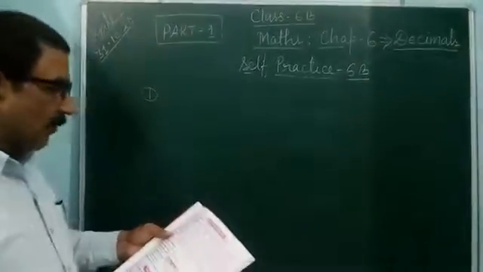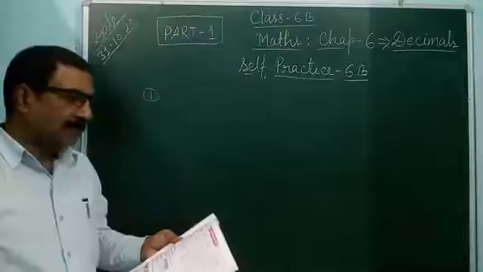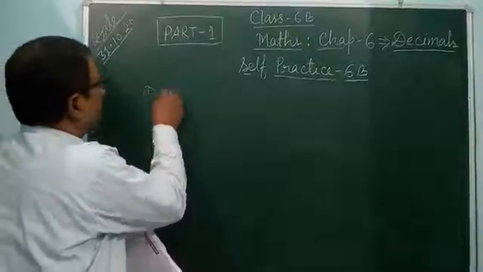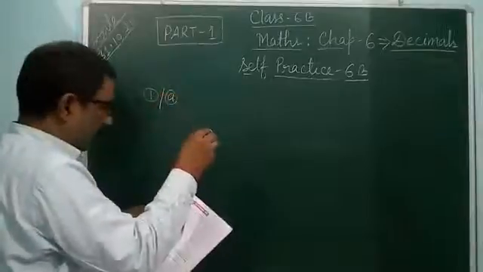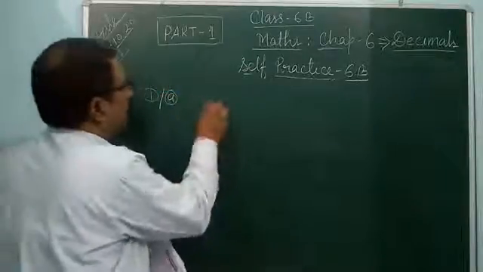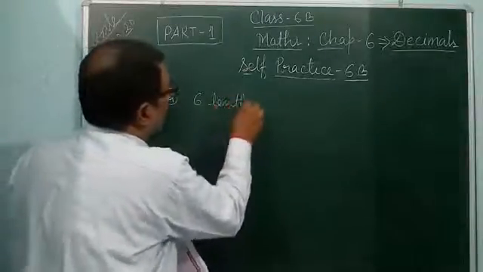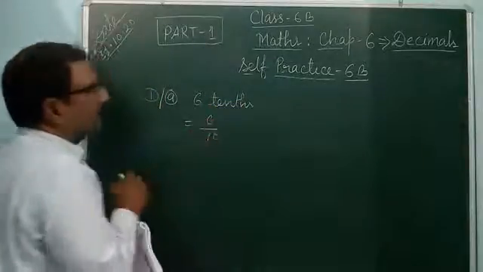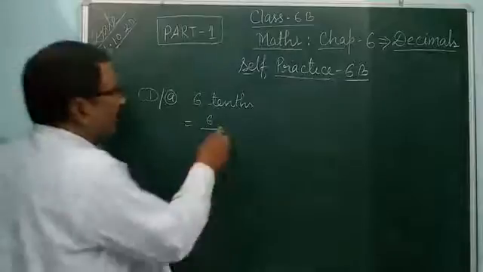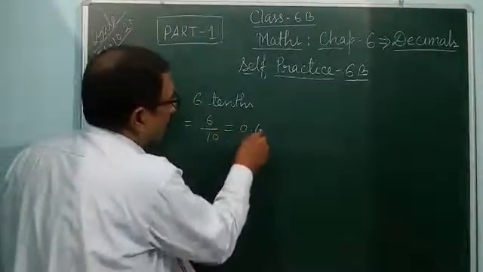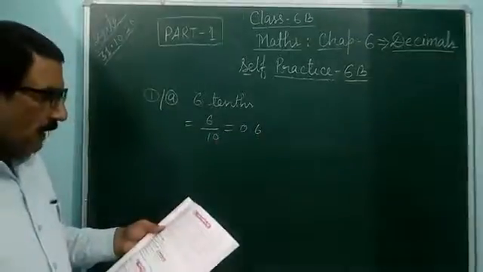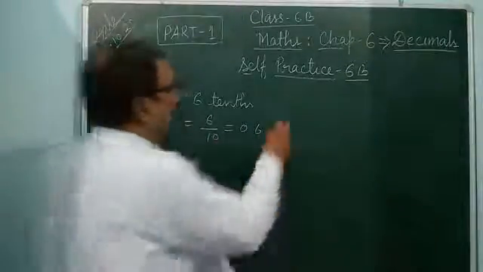Write in standard form. To write in the standard form, you represent it in decimal like that. First, A. It is given 6 tenths. 6 tenths means 6 by 10. It means 0.6. You can write 6 by 10 as 0.6. Like that.